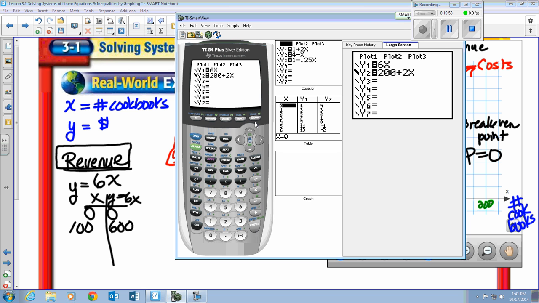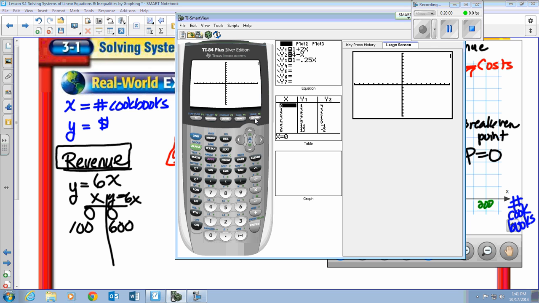And so if I hit graph, what happens? I see how many equations. Where's my other one?